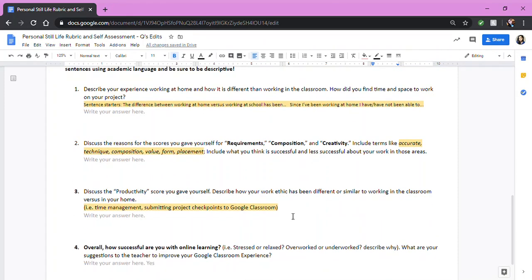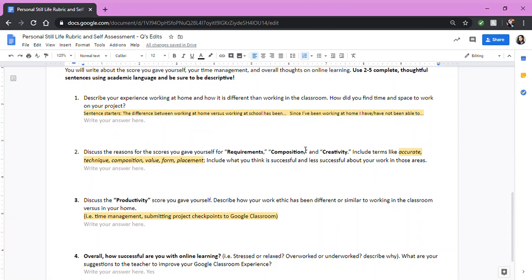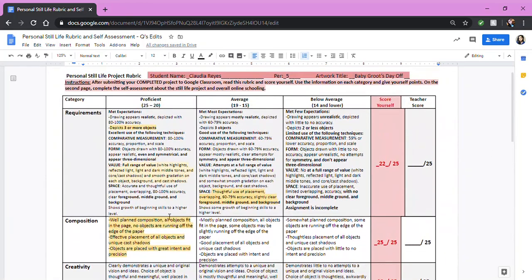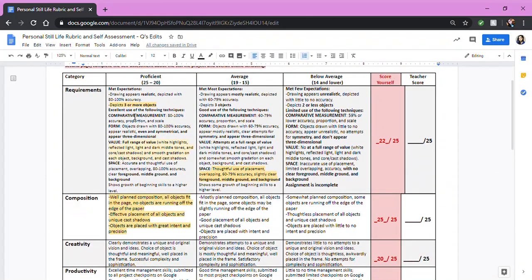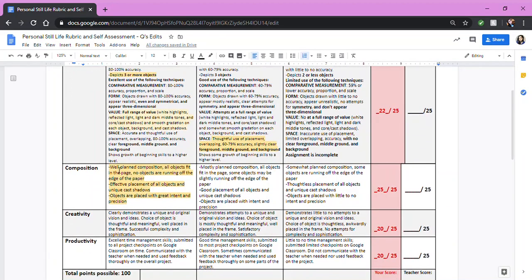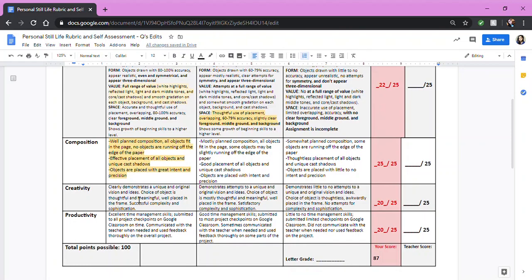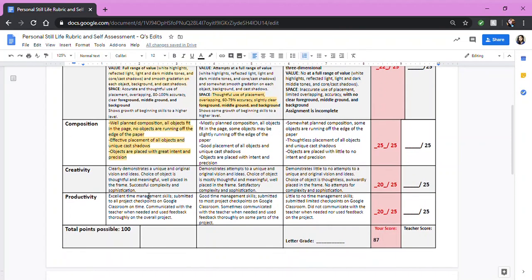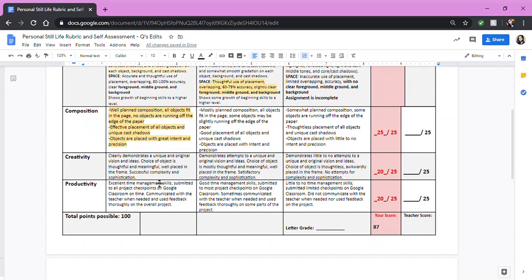These next 2 are about the rubric, so I'm just gonna bold this part. So discuss the reasons of the scores that you gave yourself for the requirements, composition, and creativity. So in these parts, you're going to look back at the rubric and look at the language that is there, like the techniques that we used. What about composition did you do well and you want me to know? What about creativity do you want me to know as well? Like, was your choice of object thoughtful and meaningful? Well placed in the frame, why did you pick that object?